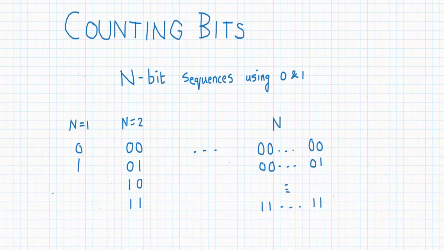Hi, today we'll be looking at a counting problem. We want to write down all n-bit sequences of length n using 0 and 1. Here I have written the cases for n equal to 1 and n equal to 2. I have highlighted them here.